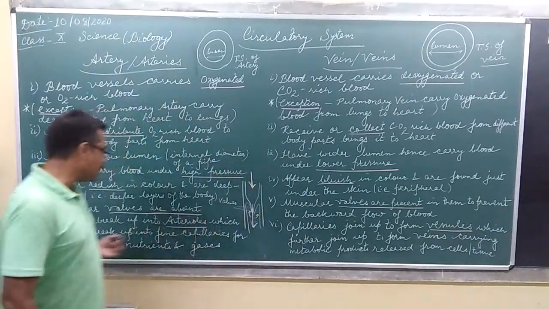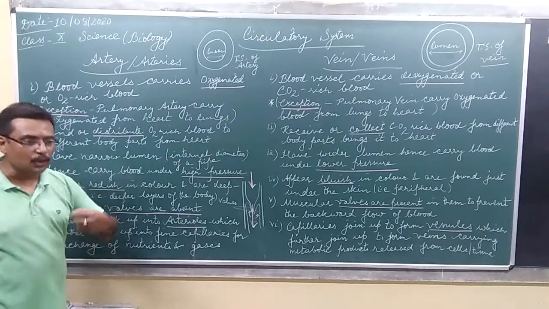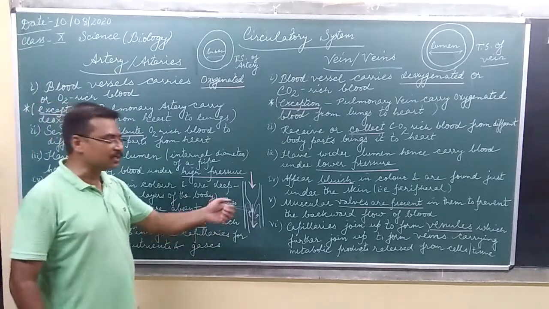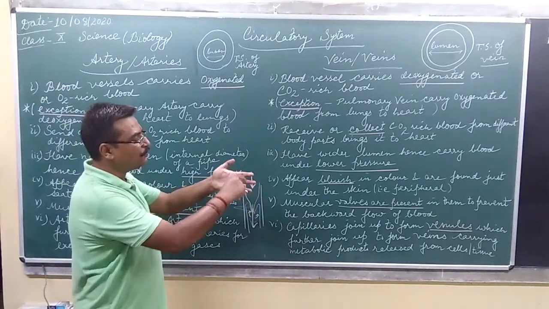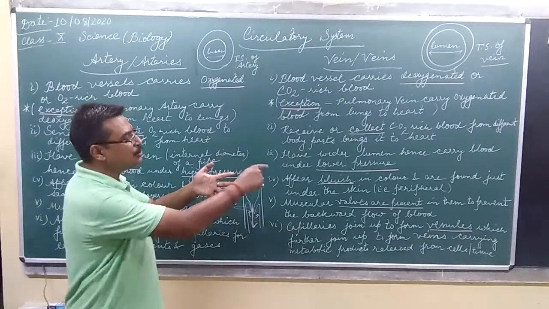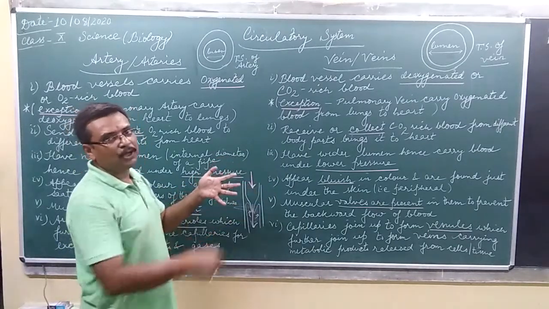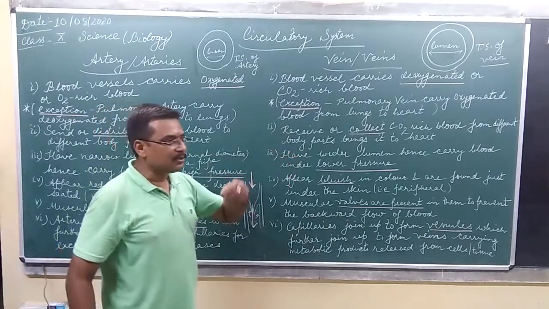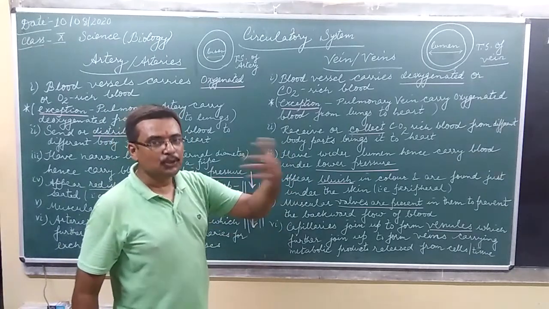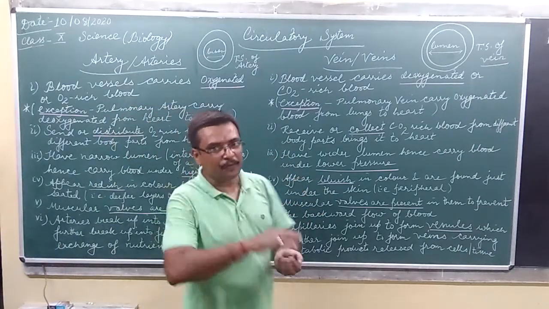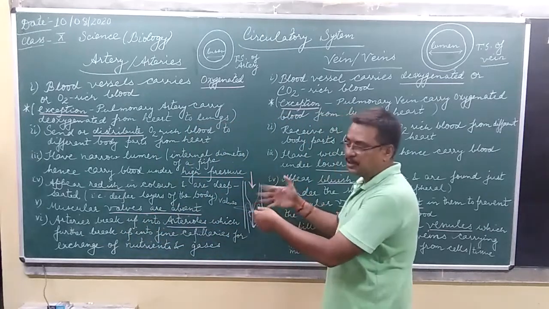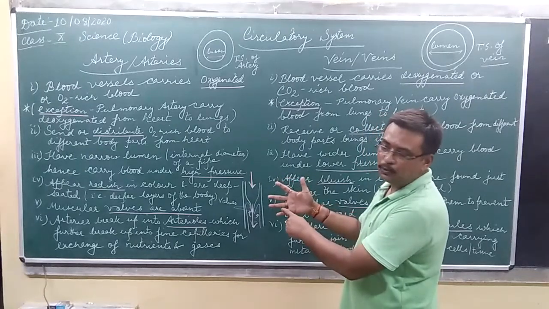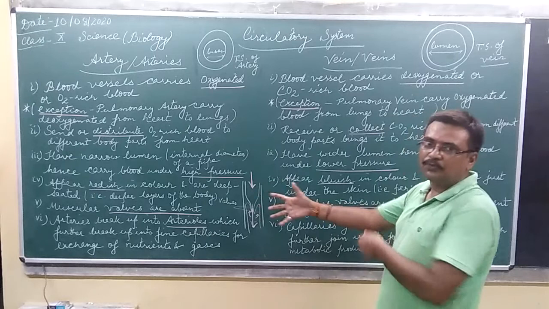Arteries break up into fine tubes, thin lines, which we call arterioles. These arterioles once again break down into finer tubes, which are called capillaries. These capillaries distribute nutrients as well as respiratory gases to the tissues. Coming back from this side, the capillaries join up to form structures we call venules. These venules once again form veins.